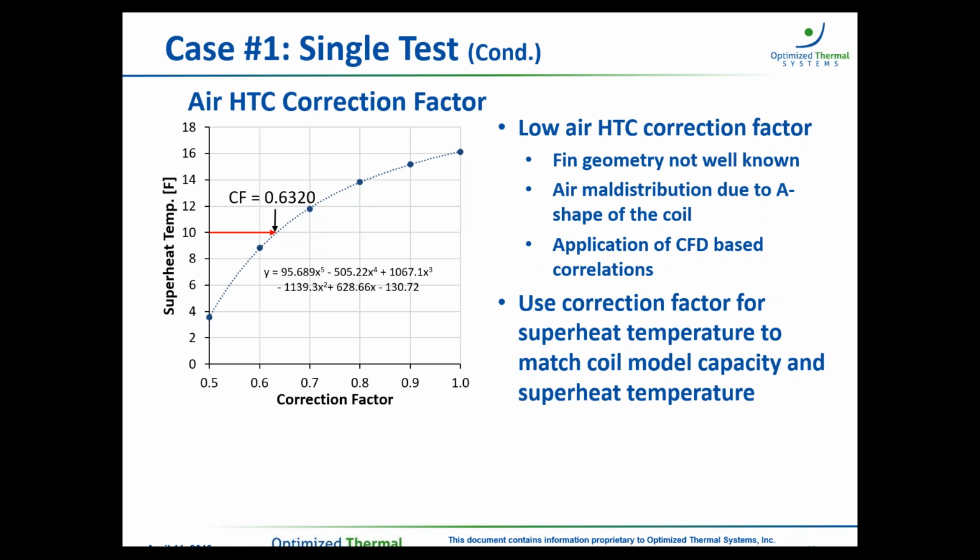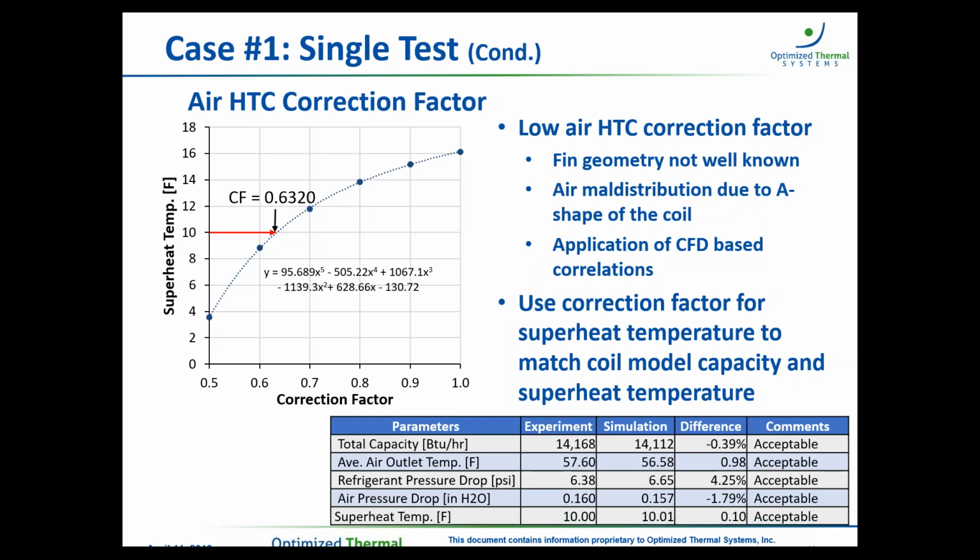But once we do apply this correction factor to the airside heat transfer coefficient, we're able to match the superheat much more closely, and all of our other parameters remain acceptable. So, we now have a superheat that matches 10 degrees to our experiment, but also our total capacity, outlet temperatures, all these other parameters remain to be well predicted by the model. So this has been a successful tuning by just influencing two of these correction factor values.